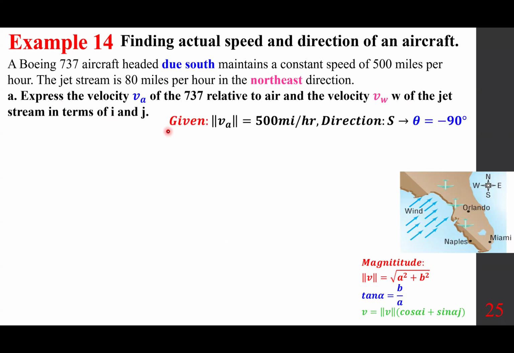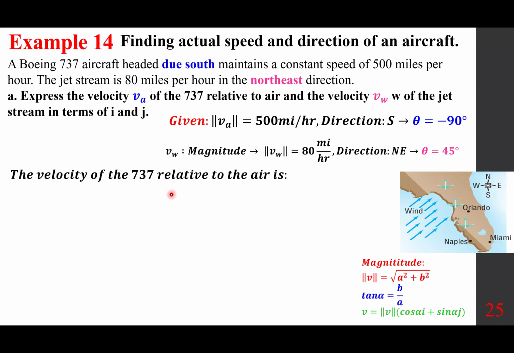So let's see what's given. The magnitude for the speed of the airplane is 500 miles per hour, and the direction is south, which makes theta, remember, it's going down, you can say minus 90 degrees or 270 degrees. The wind has a magnitude of 80 miles per hour, and it's going northeast. Northeast means 45 degrees. This is north, this is east, in between. When they say northeast, you have to go with 45 degrees.